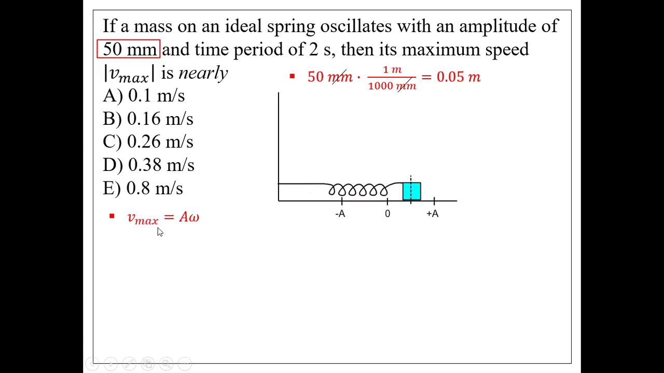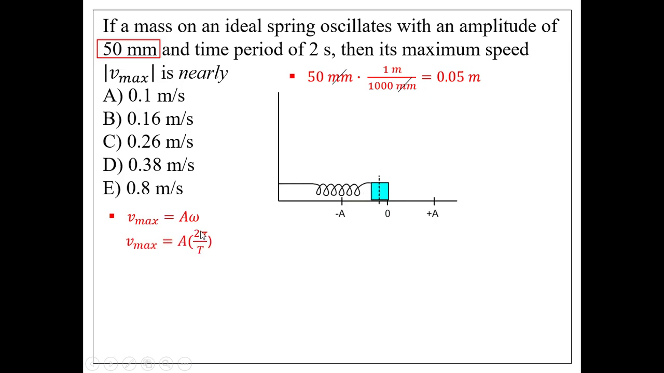Well, to find v max, I think the easiest way is to use this particular function, where it's just the amplitude times the angular frequency. You already know A, because A is 0.05 meters. You don't know what omega is though. However, I think this problem really assesses whether you understand the relationship between omega and time period.